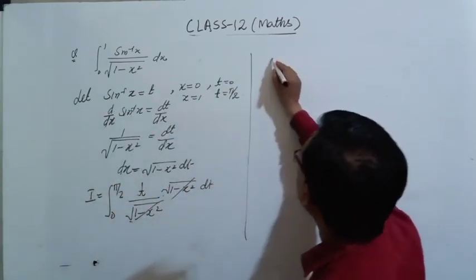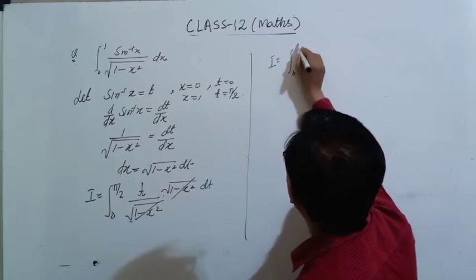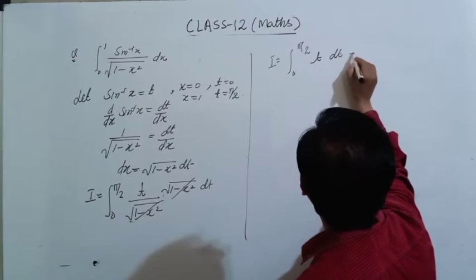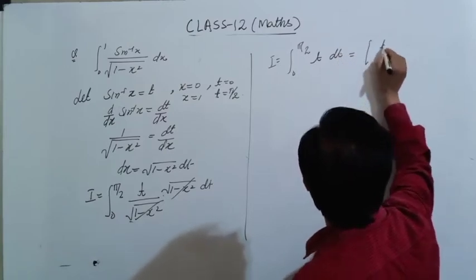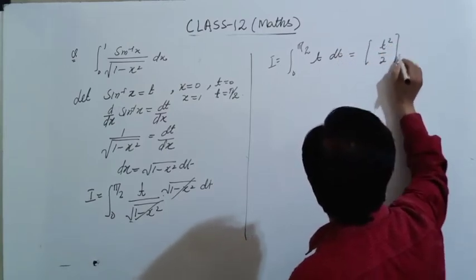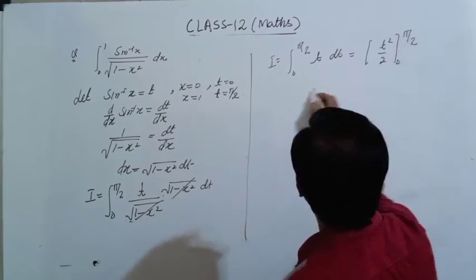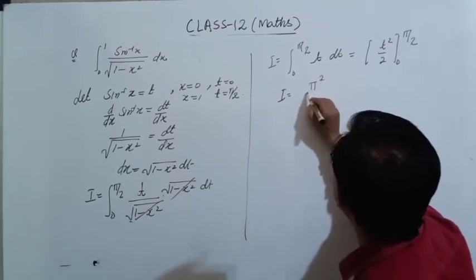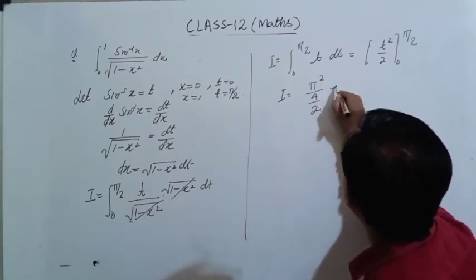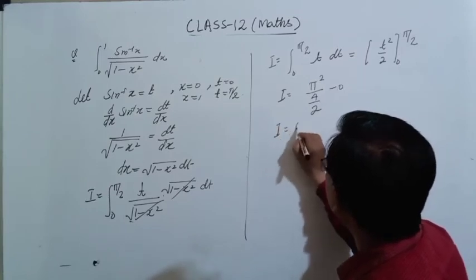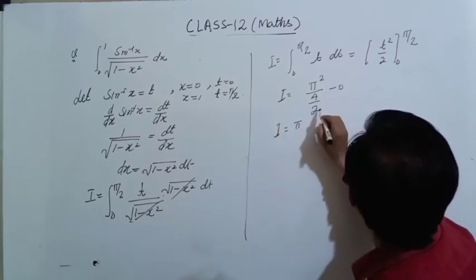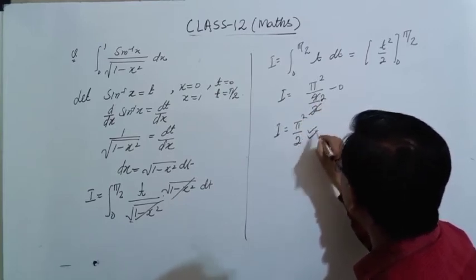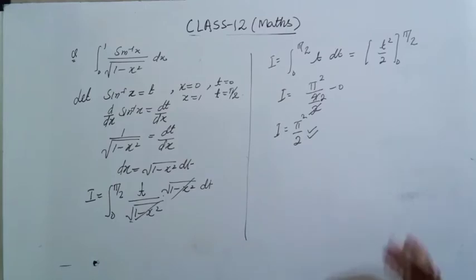Now look here, I is equal to the integral from 0 to pi by 2 of t dt. Now integrate this. This is t square by 2, with limit 0 to pi by 2. Putting the value of the upper limit, this is pi square by 4 upon 2 minus 0. So I is equal to pi square by 8. This is your final answer. Okay, so student, note this question.